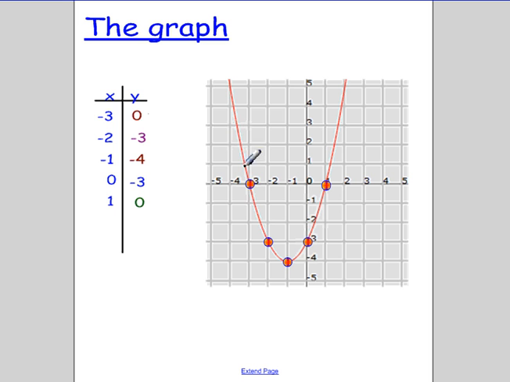Then we would just draw a line through those points. Since we wouldn't actually go off the end of the graph, we would draw some arrows on the end, just to show that it does continue forever. But we're just not going to draw it forever.